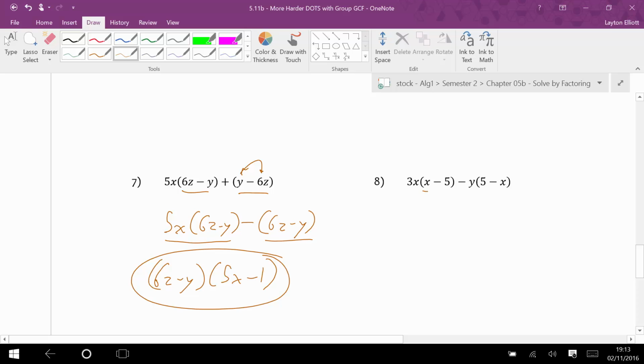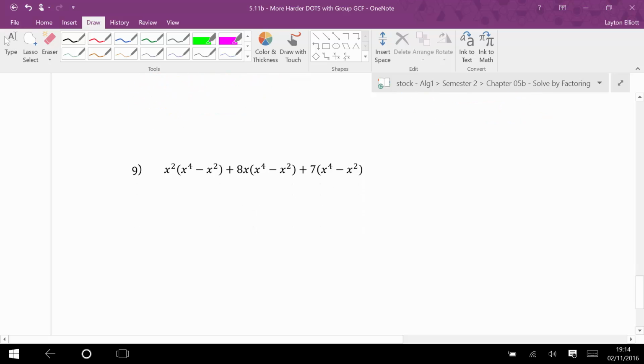In this one, I see that x minus 5 and 5 minus x are almost the same thing, but not quite. So what I want to do is let's change the second one again. Instead of a minus y, we're going to make it a plus y. And by pulling a negative out, this becomes x minus 5. And then I'm going to pull out the x minus 5, and I get 3x plus y.